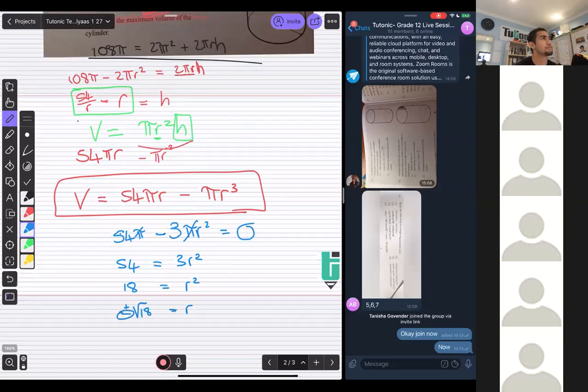No. Why? I don't know. What does r represent? The radius. Can the radius be negative? No, because it's just, I don't know.